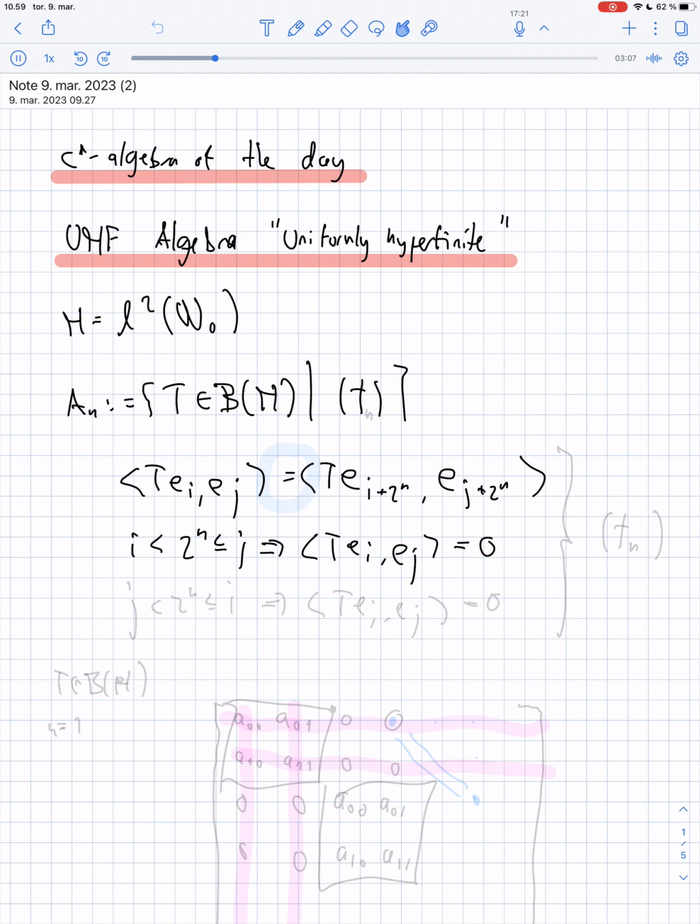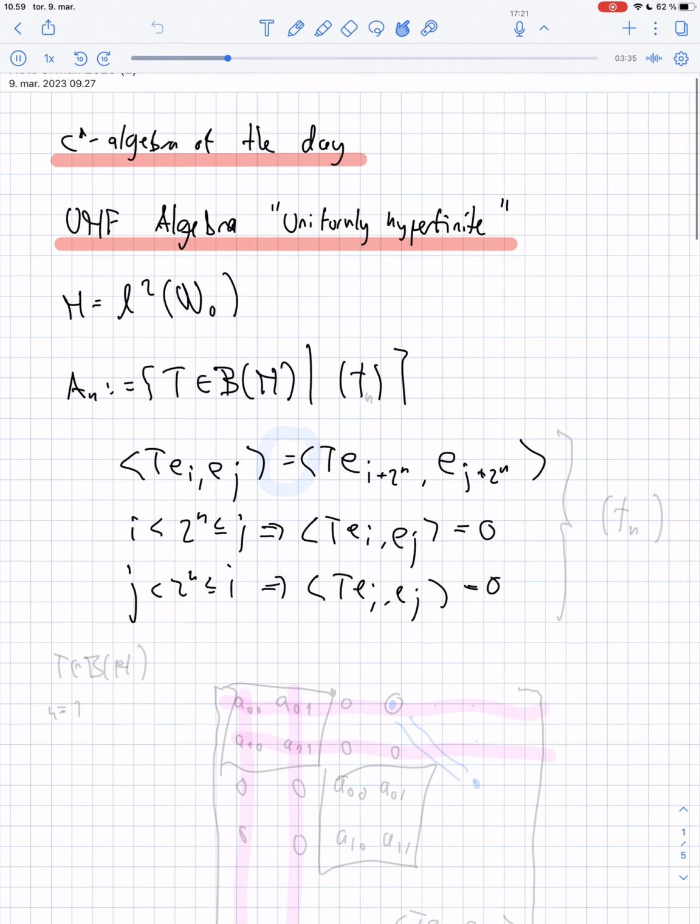And similarly, if the same holds, then, sorry, I'll write it this way, <T e_i, e_j> is 0. Now I've written the same twice, but I'm going to change the sides here. So it will be for the j's here, the i's here.